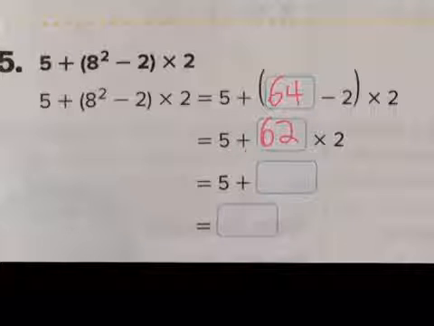And then now we have addition and multiplication. Of course, we do multiplication first. 62 times 2 is 124, I believe. 124. And then 124 plus 5 equals 129.